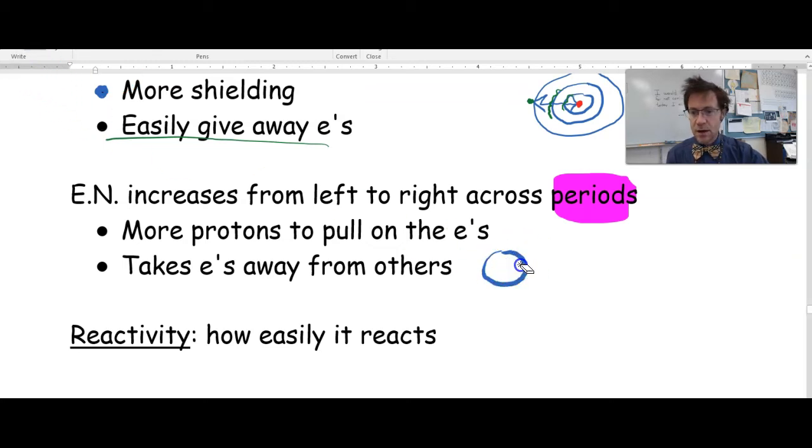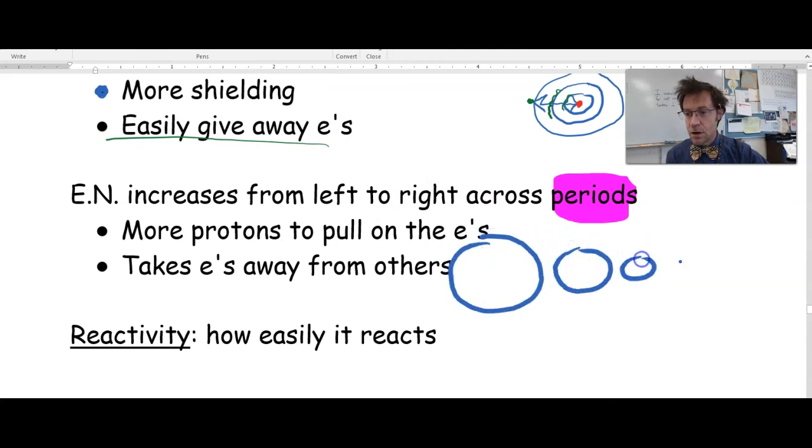Let me have a little bit of leeway here because I'm going to have to actually draw. It's going to start out like this, big, and then it's going to get a little bit smaller, then a little bit smaller, and a little bit smaller, just like that. And so now, if you have the radius in your head, you know what's going to happen to the electronegativity.